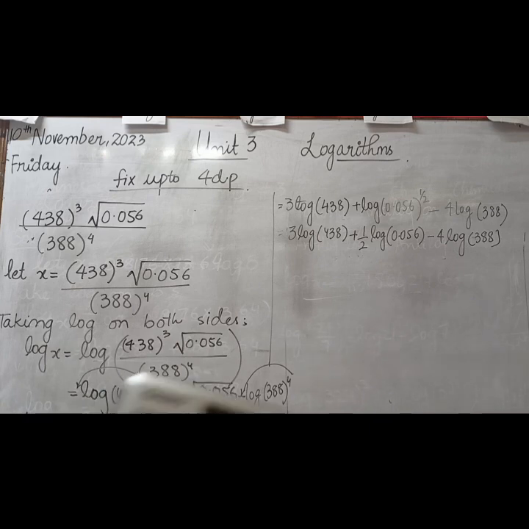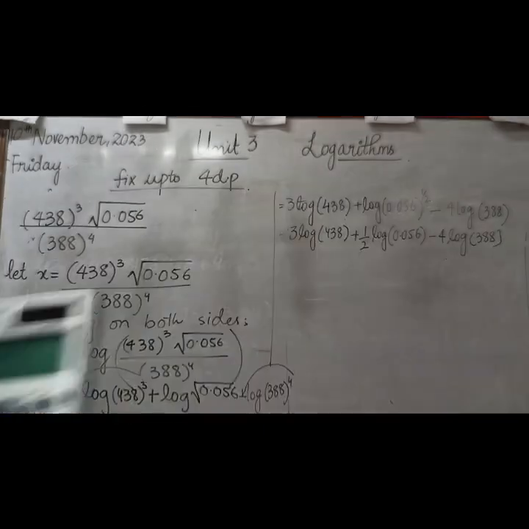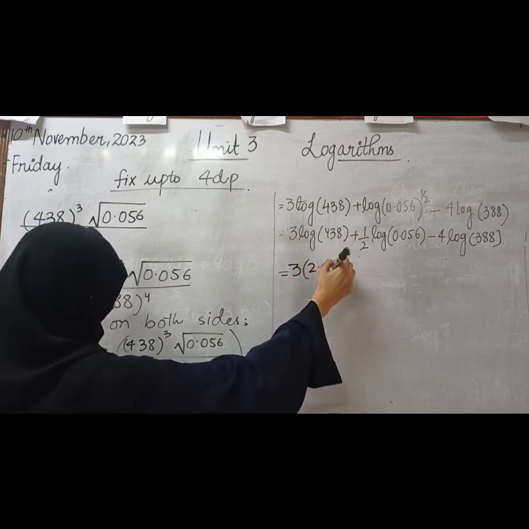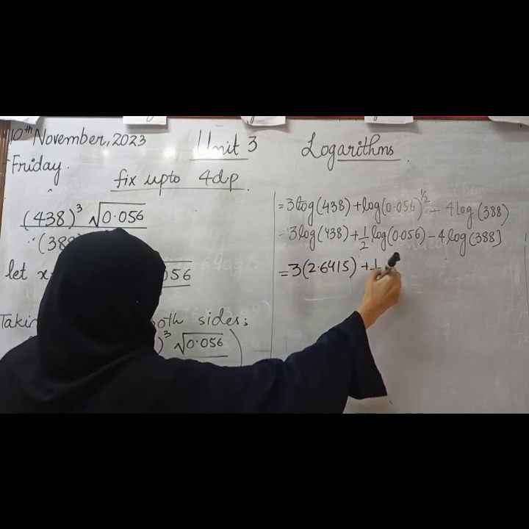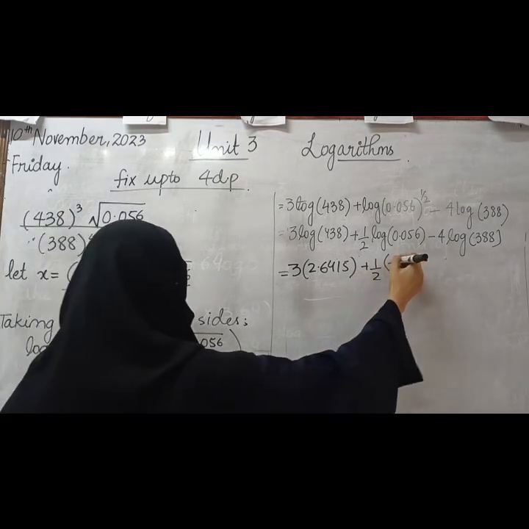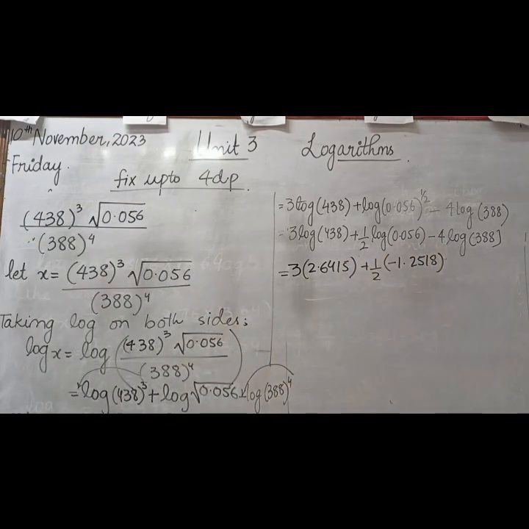Press log then 438 and you will get the answer 2.6415. 3 times 2.6415 plus 1 by 2. Press another log 0.056 and this is equal to minus 1.2518. Similarly, minus 4 times log of 388 can be written as minus 4 times 2.5888.